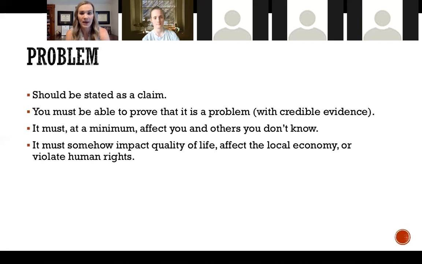It must somehow impact quality of life, affect the local economy, or violate human rights, going back to, is it affecting others and in what way? It should be impacting them negatively in some way.